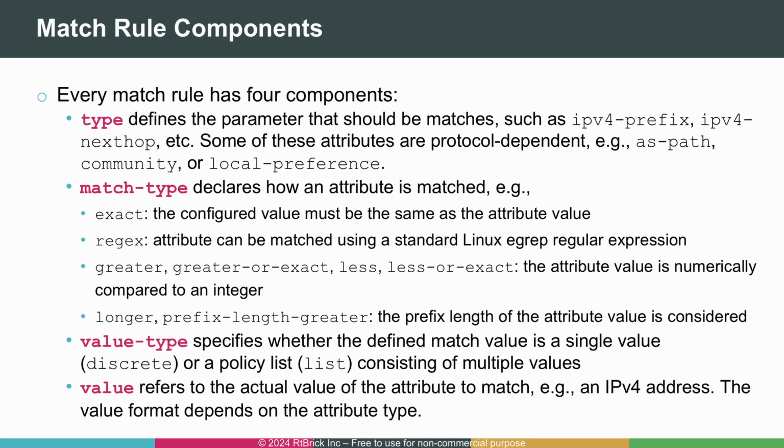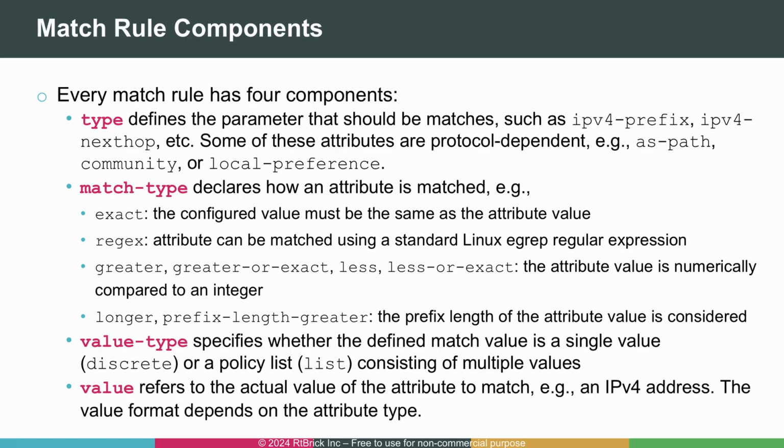Earlier, we saw that each match rule has 4 parts you need to configure. Let's go over them quickly. First, there's the type. This tells the router what kind of attribute you want to check. You might match based on things like IPv4 prefix, IPv6 prefix, IPv4 next hop, or even BGP attributes like AS path, community, or local preference. Second, you choose the match type. This defines how the match is done. For example, exact means the route must match the value exactly. Regex lets you use Linux-style regular expressions, which is especially useful when working with communities.